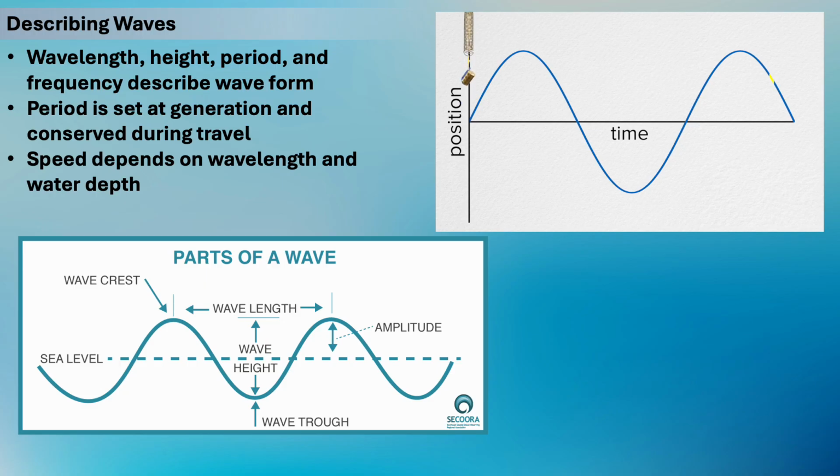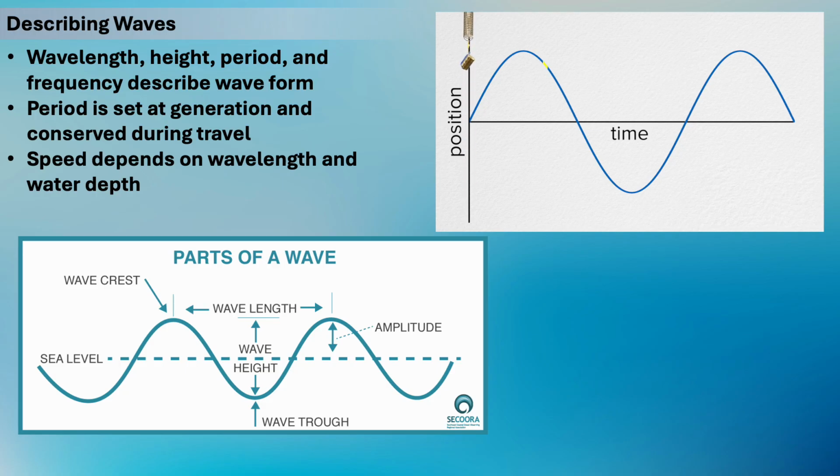Wave speed links space and time: how fast a waveform moves across the surface. In deep water, wave speed depends primarily on the wavelength and not the height. Long wavelength waves travel faster than short wavelength waves. This is why distant storms can send long period swells racing across entire ocean basins.